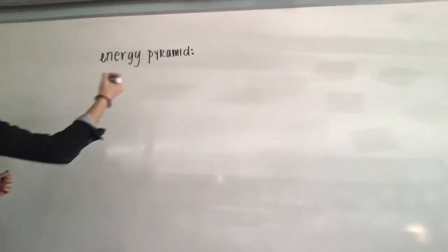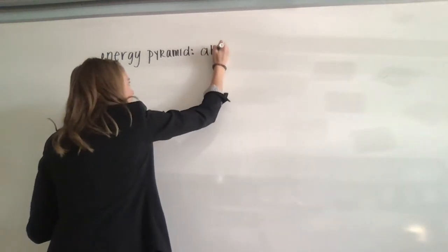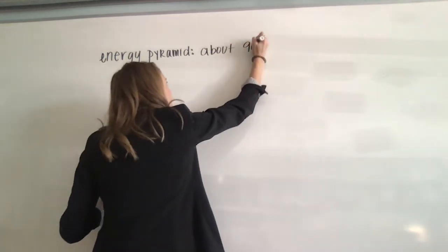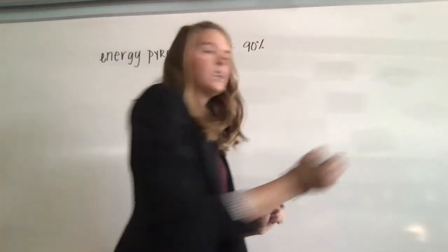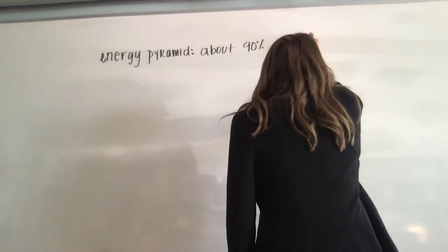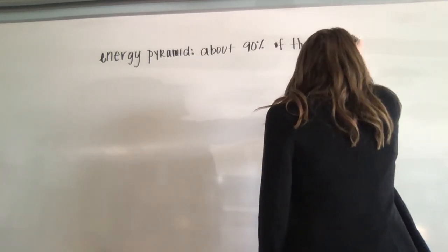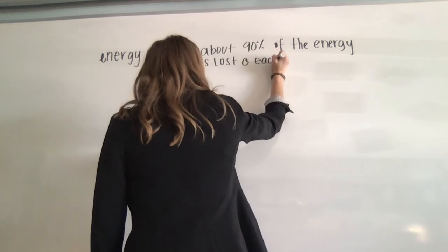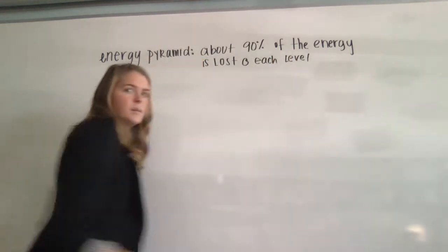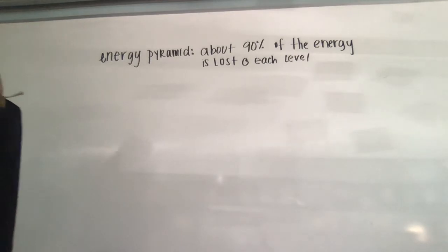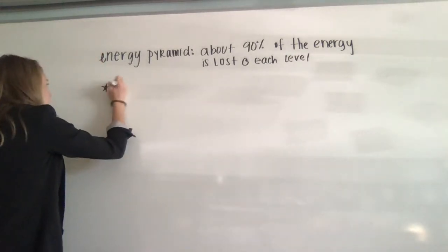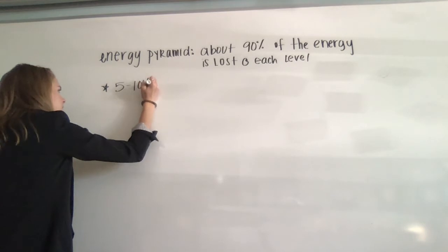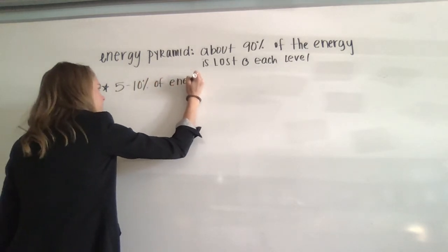So in an energy pyramid, about 90% of the energy is lost at each level. That's my at sign. So about 90% of energy is lost at each level. And then one important note, 5 to 10% of energy is transferred.